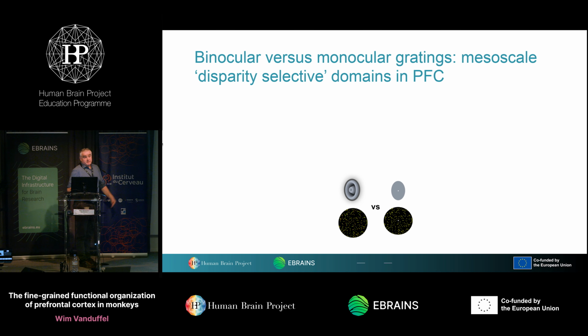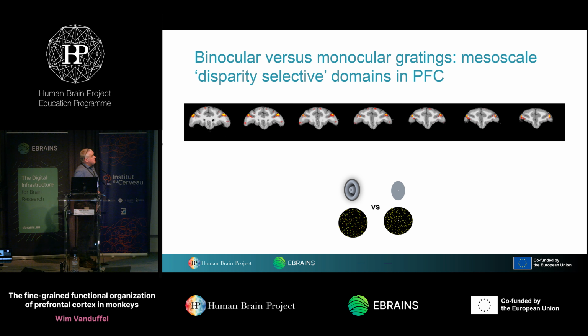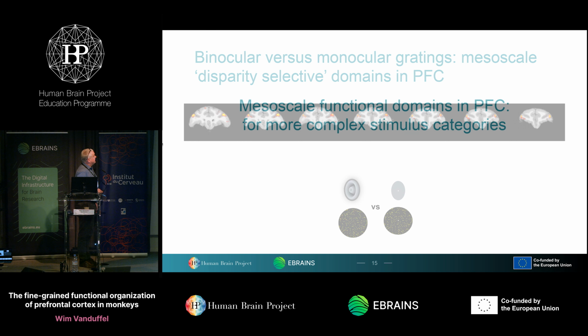Another example, again low-level disparity. Just looking at the depth-defining stimulus versus monocular control. This is really prefrontal cortex. I would never have believed that. You see these very tiny little structures, very segregated, very reproducible structures in prefrontal cortex. Why would that have to be there?